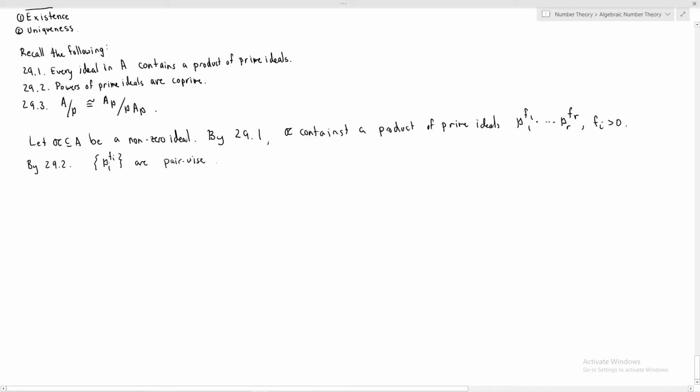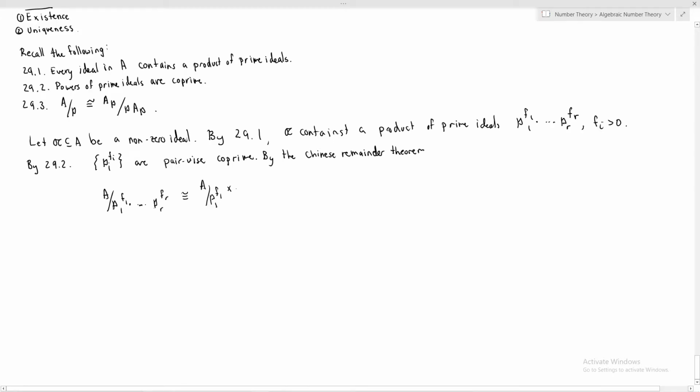So what we're going to do is use the Chinese remainder theorem. By the Chinese remainder theorem, A mod P1 to the F1 through PR to the FR is isomorphic to a product of rings, since these are all pairwise coprime, I can split this up into a product of rings.